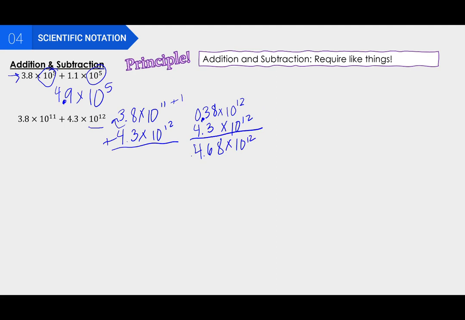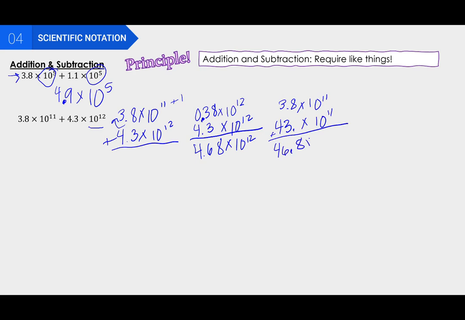So also, I just want to point out that I could have gone the other way. If I wanted to change the bottom number, it would have looked like this. If I change that to be smaller, instead of 12, make it 11. If I take away 1, I'm going to make this number bigger. It's going to be 43.0. I don't have to even write that part. So then I would add them together. Now they're the same. I have 46.8.